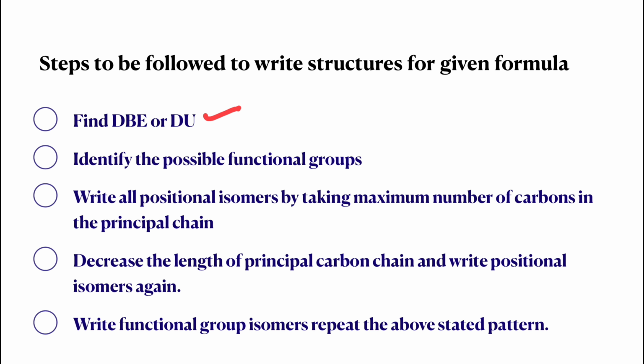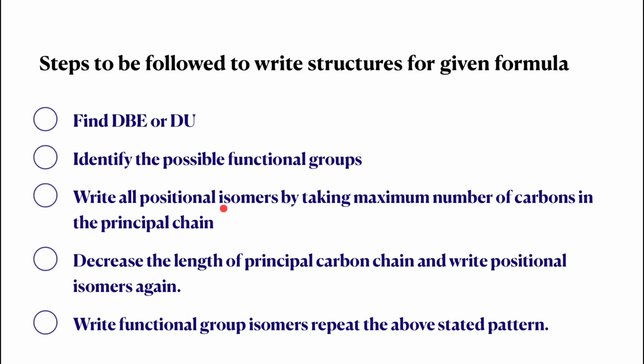First, I'll find the degree of unsaturation, double bond equivalence, that is step 1. After this, I'm going to identify all possible functional group isomers, like if it is alcohol and ether. In step 3, I'm going to write all possible positional isomers by taking the maximum number of carbon atoms in the principal carbon chain. For example, if you have a compound with 6 carbons, first I'll take a 6 carbon chain and I'll change the position of the substituent or the position of the functional group. That is step 3.